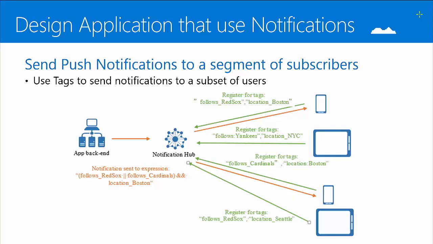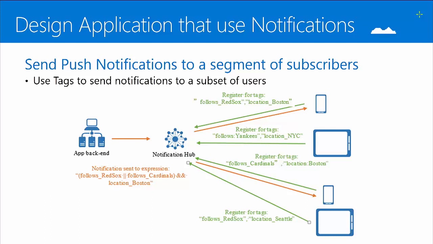Again, on notification hubs, you can use 2 features to change the way you send notifications. One big feature is using tags. Notification hub tags allow you to describe a registrant. So here we can have a notification hub and devices register with that notification hub. Maybe phone devices, tablet devices, and they register with tags. Now from the application backend, we can say, send a notification and use this expression: people who follow the Red Sox or the Cardinals and they live in Boston.